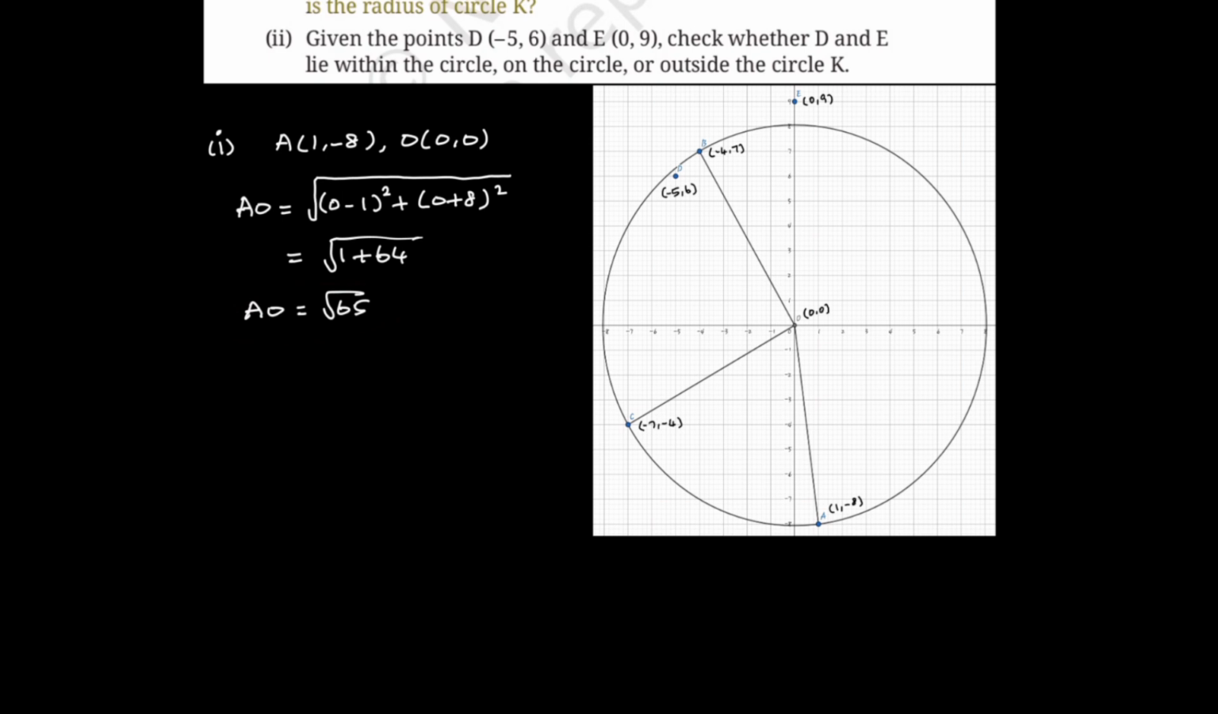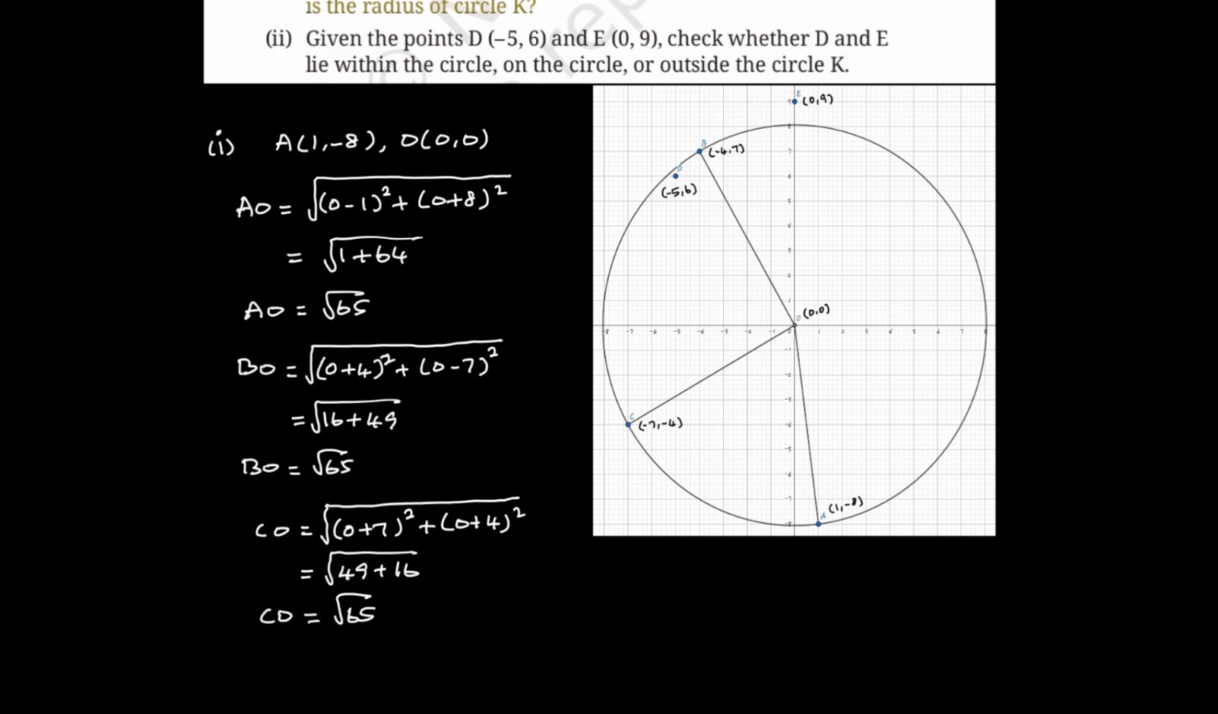Similarly, we can find the distance of BO and also CO. Now we found the distance of BO. So AO distance is root 65, BO is also root 65, CO is also root 65. So all the distances are equal. So point A, point B, point C, all these points have the same distance from the origin. So these 3 points lie on the same circle.